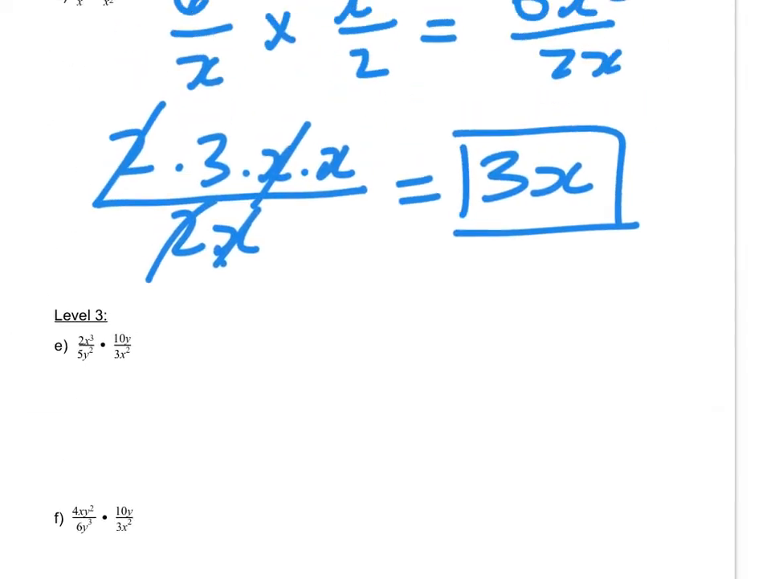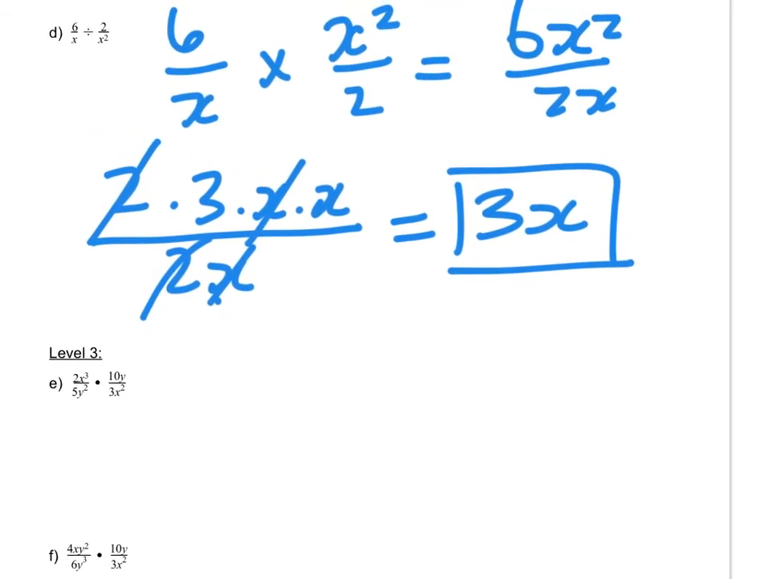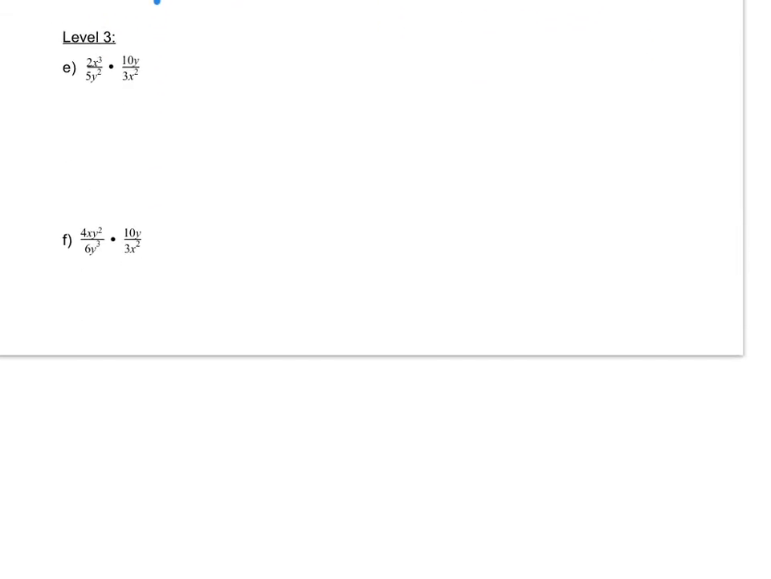Now, so that's really simple, basic examples of division and multiplication. So let's look at them getting a little bit trickier now. Here what we have again is a multiplication, so you just do top times top. So what we're going to have is 2x cubed times 10y. You do the numbers by the numbers and the letters by the letters.